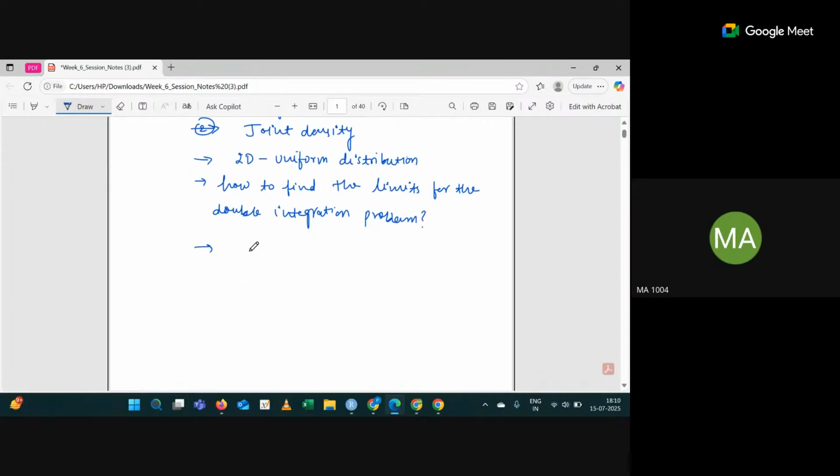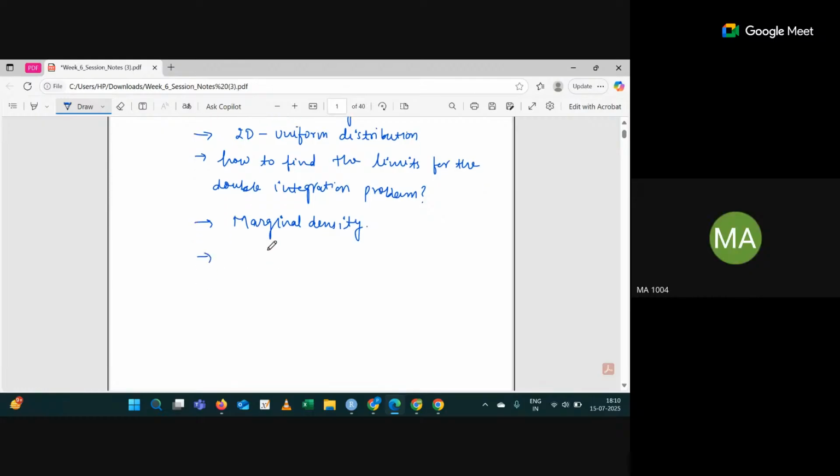Then we will move on. We will see what is marginal density. Sir, one more question, sir. How to solve the double integration also? That is also a question. That will be covered. That's inherent in that. Don't worry. Then we will see independence. And then we will see finally conditional density. So these are things we will try to cover, and we have some questions also. We will try to solve those questions.